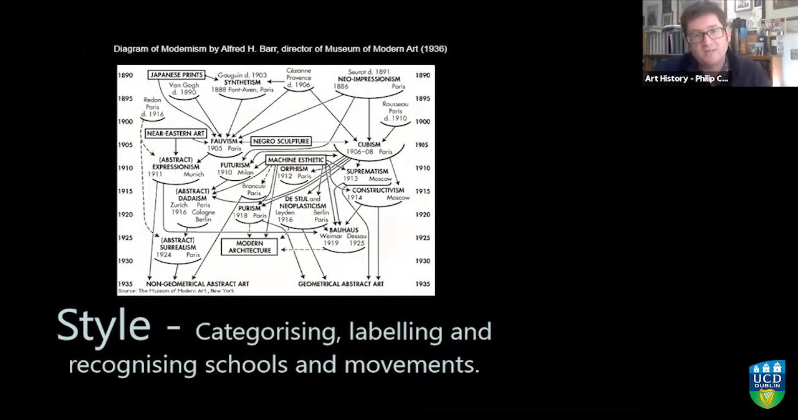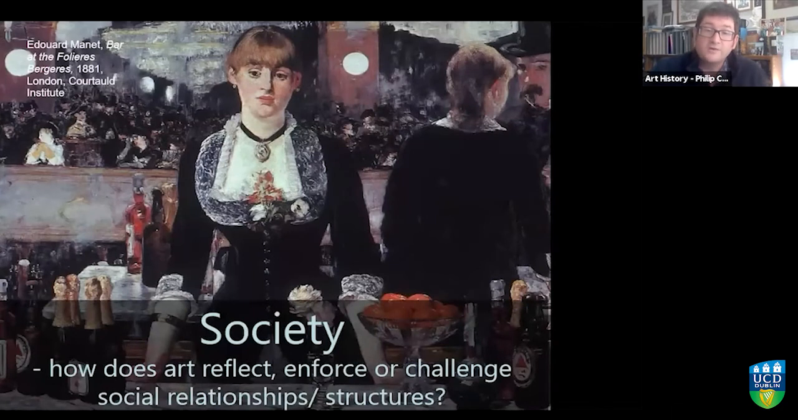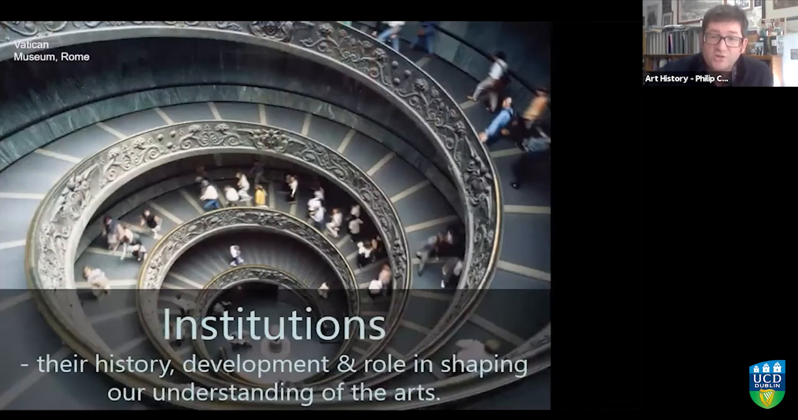And not only are we interested in trying to categorize and label the complex myriad facets of art throughout the ages, but we're also trying to review and understand our own prejudices and our own subjectivity as we label and categorize and define art. And in this process, we're constantly trying to think about art in its historical and social context, asking questions such as how does art reflect, enforce, or challenge social relationships and structures? And in this, institutions often have a role to play, not just galleries and museums, but schools, universities, academies.